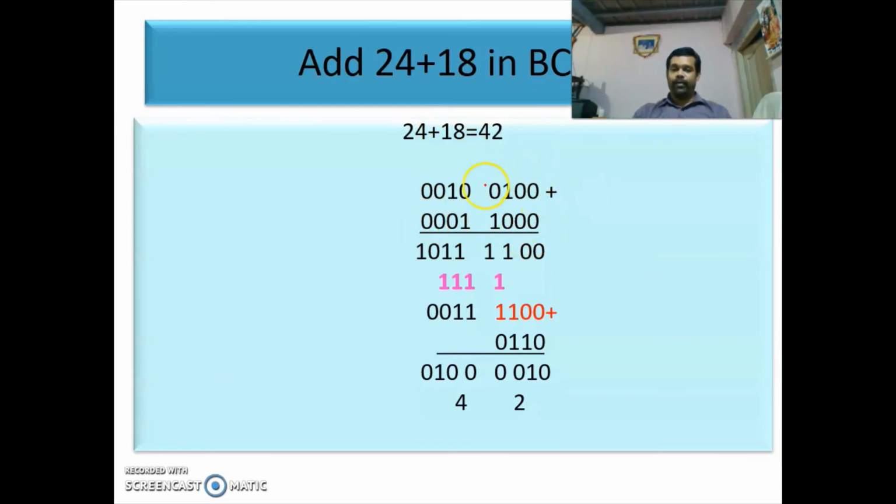Now we are going for ordinary binary addition. 0 plus 0 is 0, 0 plus 0 is 0, 1 plus 0 is 1, 0 plus 1 is 1. Then we are adding this one. 0 plus 1 is 1, 1 plus 0 is 1, 0 plus 0 is 0 and 0 plus 0 is 0. Now you consider this number.